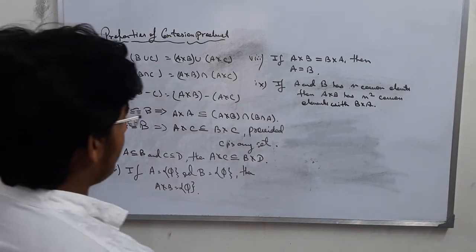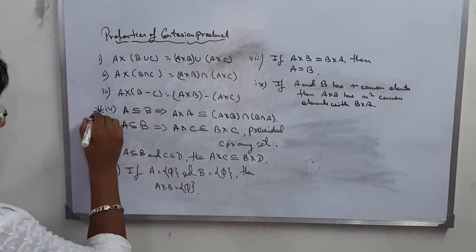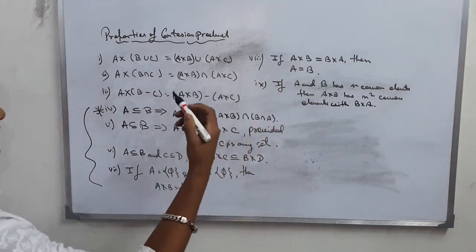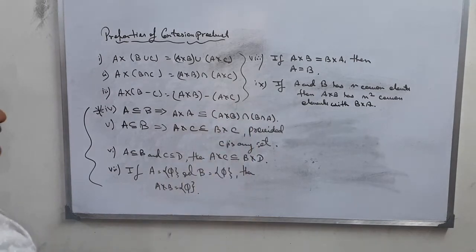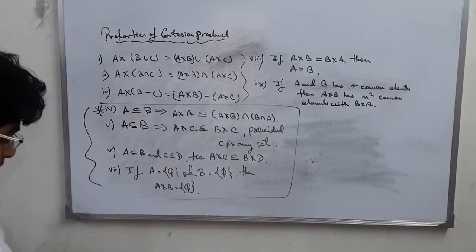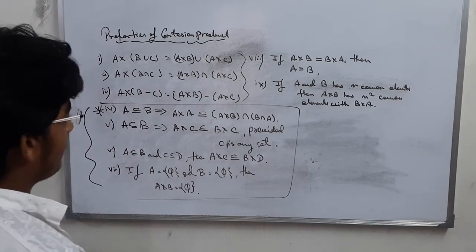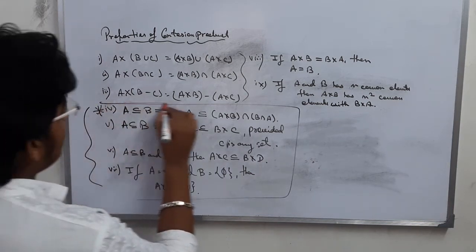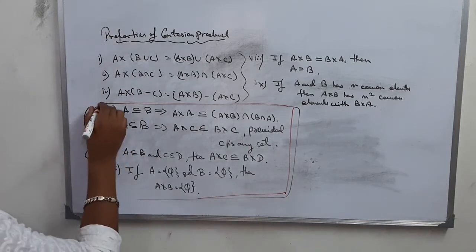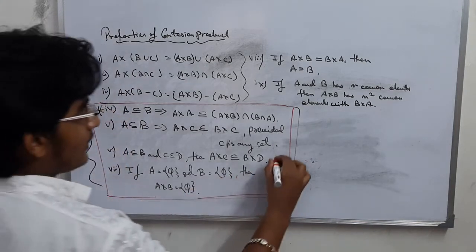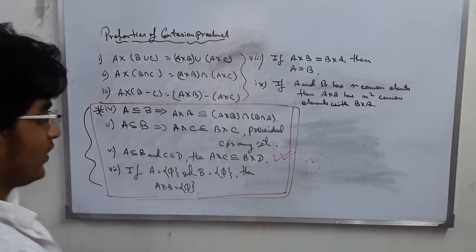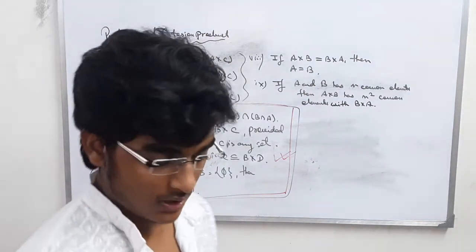The most important from them are these ones. This one is not simple, this one is very general. This one can be easily formulated. These 4 are very important. Let me mark them with a red pen. These 4 are the most important ones. Make sure you know these 4 properties.